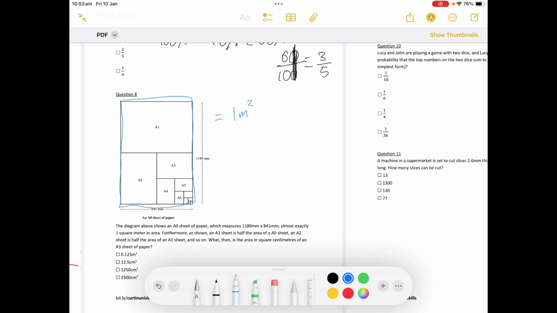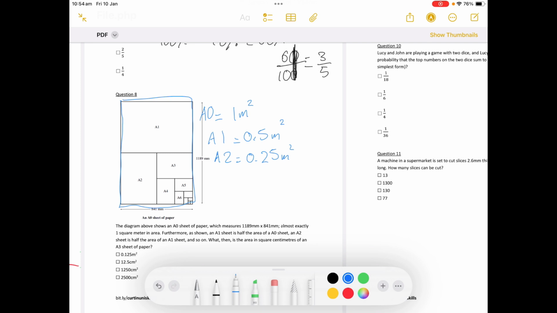Alright, now the A1 sheet is half the area of the A0 sheet, okay? So this one's the A0. A1 is half the area. So that means that A1 is going to be 0.5 meters squared. Okay? Half a meter squared. Alright, A2 is half, and so on and so on, okay? So if A2 is half, alright, half of this, 0.25, okay? So to find half, remember you divide by 2.